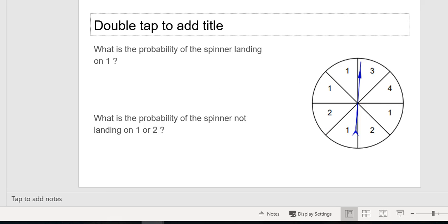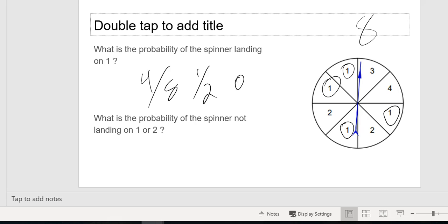What's the probability of the spinner landing on 1? So first we got to count that there's 8 numbers here, or 8 spots. What's the probability of landing on 1? There's a 1 here, here, here, and here. That's half the board, so 4 over 8, which is 1/2, 0.5, or 50%.